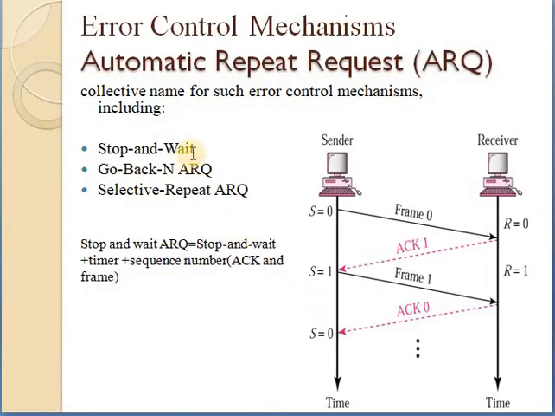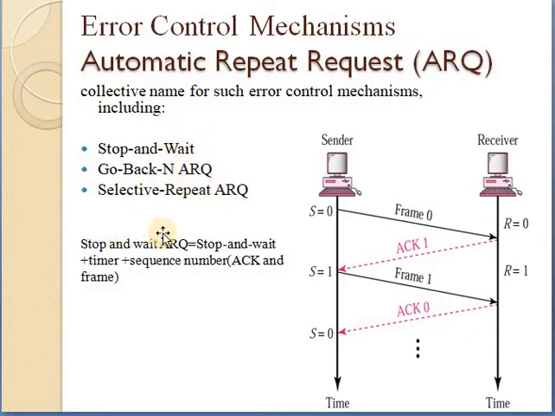Next point is error control mechanism. There are mainly two types of error control mechanism. First is stop and wait, and second is sliding window. In sliding window, mainly the go-back-N and selective repeat methods are introduced. ARQ is a collective name for such error control mechanisms, including stop and wait, go-back-N and selective repeat.